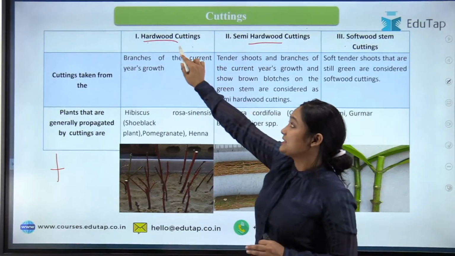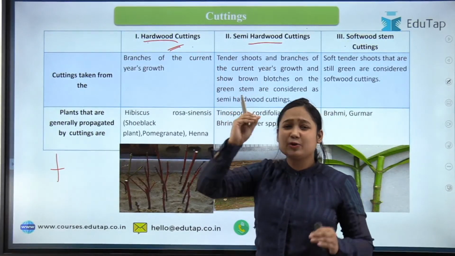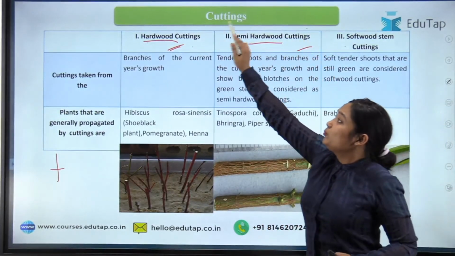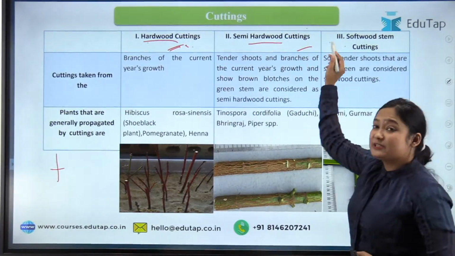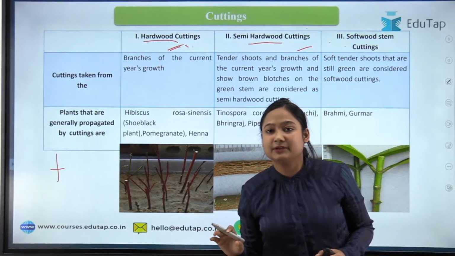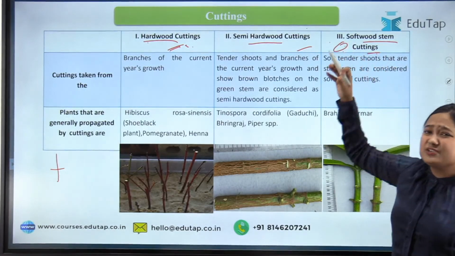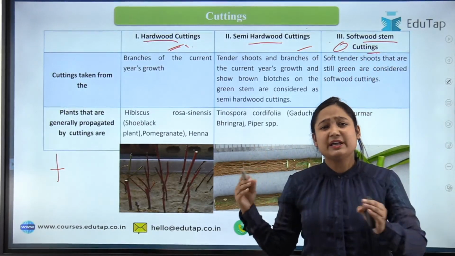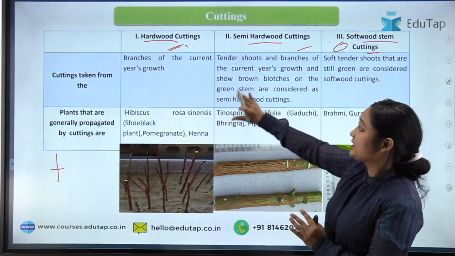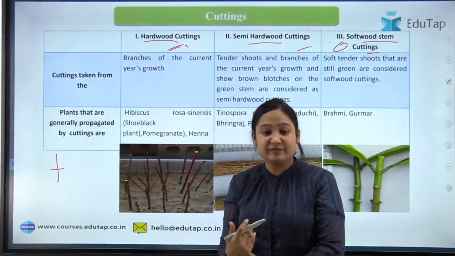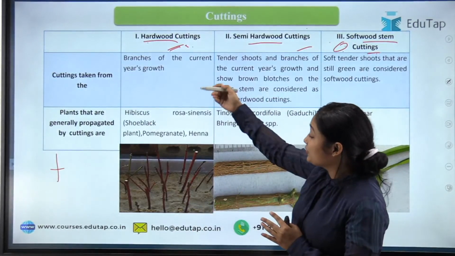So we have discussed hardwood cutting. It means the wood will be slightly hard, just go by the name and roughly. Then semi-hardwood cutting: the wood is not completely hard, but it is not soft either. Talking about softwood cutting, softwood means tender, new, very soft wood that we are using. Now we will discuss how you should answer in the exam, what kind of questions will be there, and what you should know about the topic.